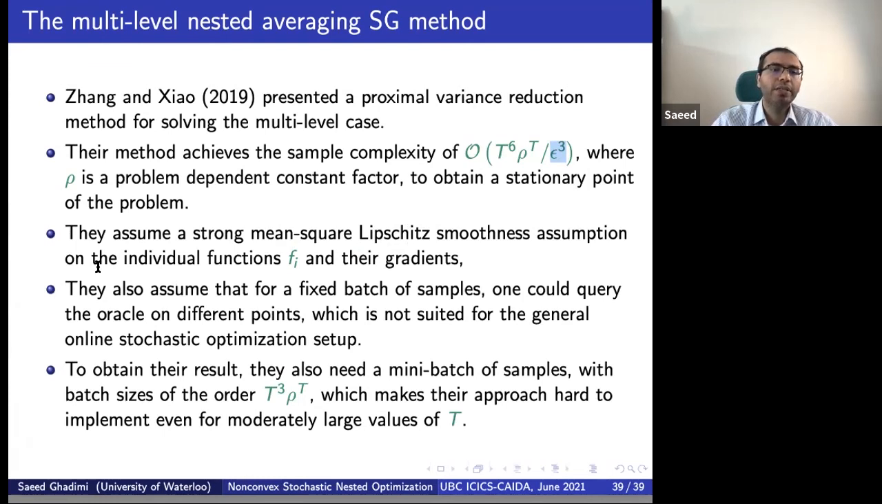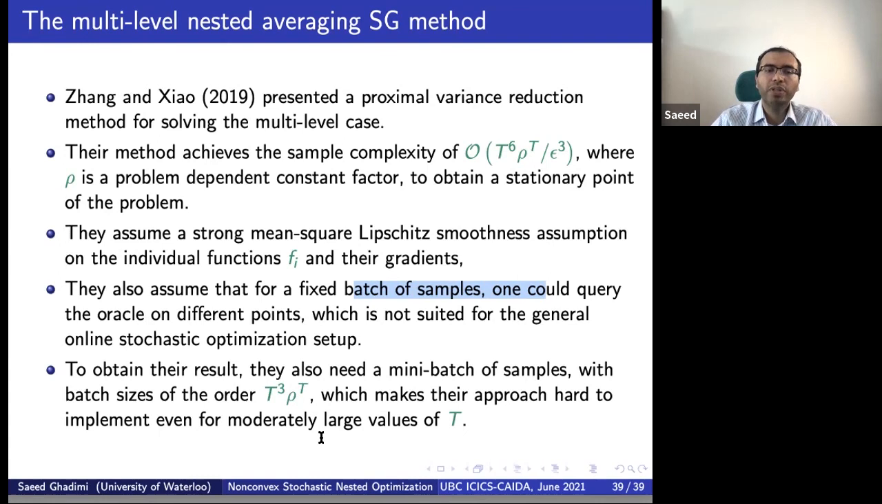And they also need to assume that for a fixed batch of samples, one could query the oracle at different points. So you can fix the sample and then query the oracle at different points, but this is not suited for the general online setting of stochastic optimization, where you receive the samples one by one and you have no control over the samples.